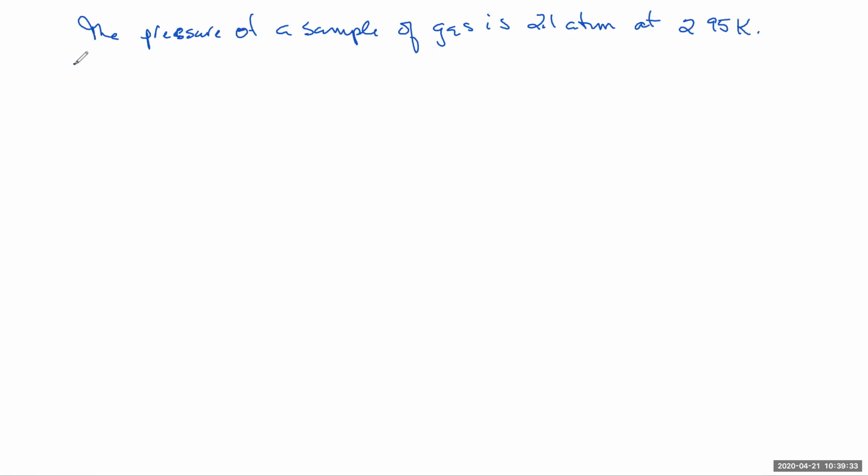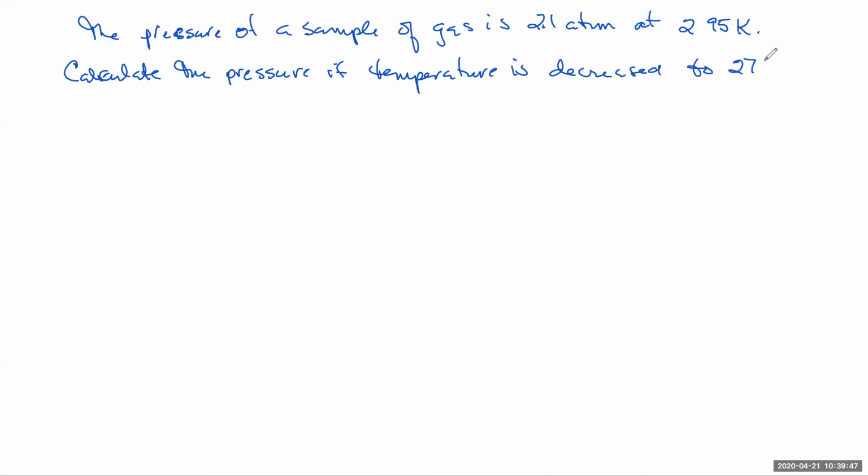So the pressure of a sample of gas is 2.1 atmospheres at 295 Kelvin. Calculate the pressure if the temperature is decreased to 275 Kelvin. Notice we're always in Kelvin.